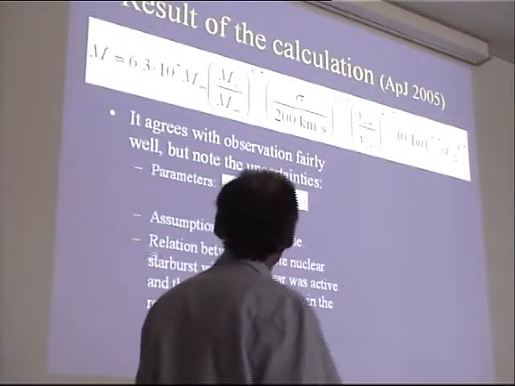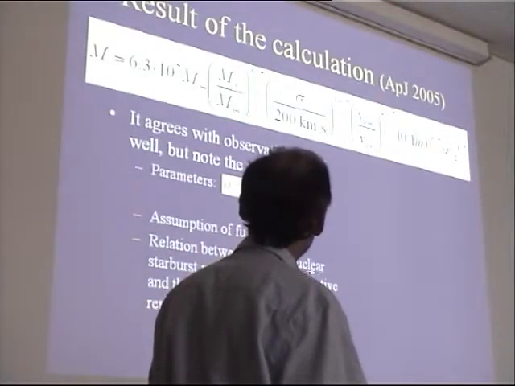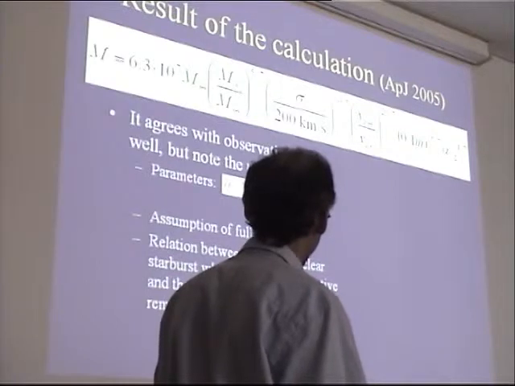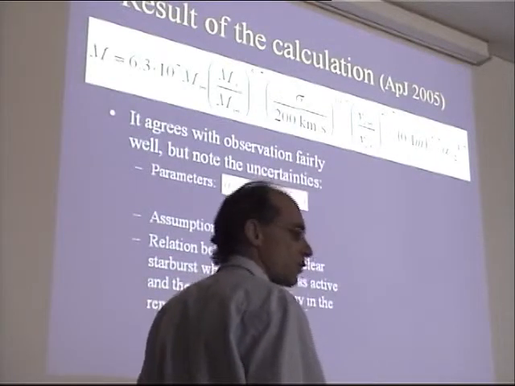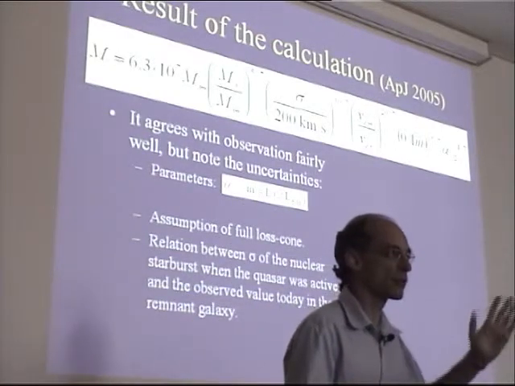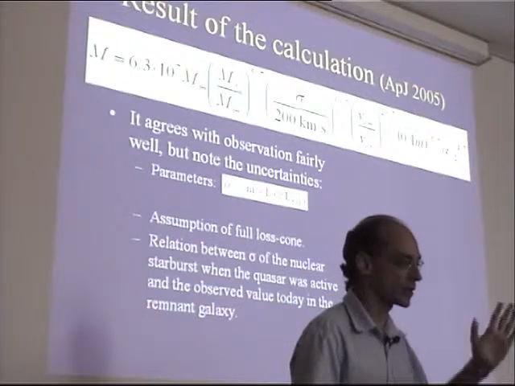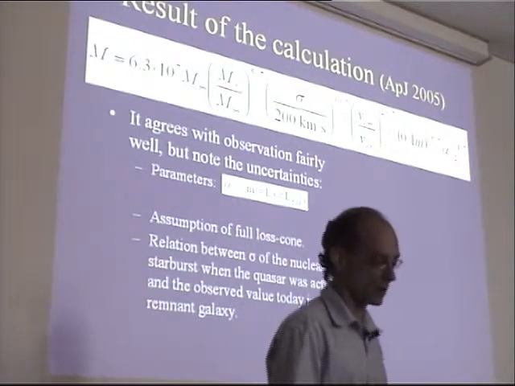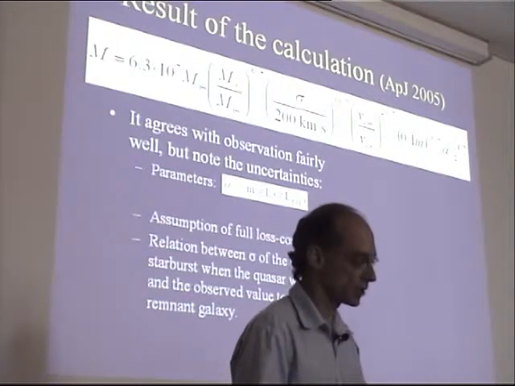So the relationship between this velocity dispersion of the nuclear starburst when the quasar was active and the observed value today in the remnant galaxy, that's also an uncertainty. We have to assume that there is a constant relationship between the two values. It doesn't change much from galaxy to galaxy in order for that to be an explanation of the observed M-sigma relationship.